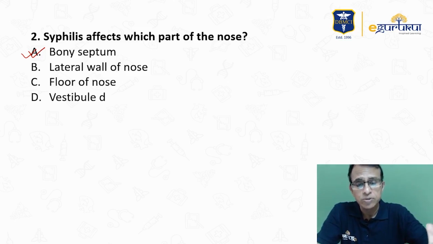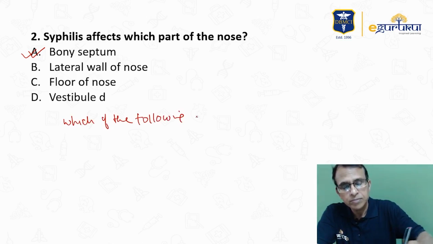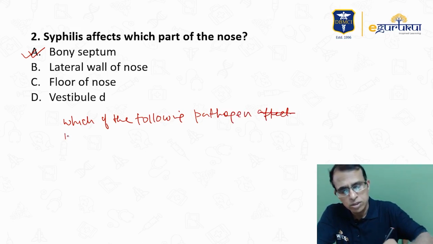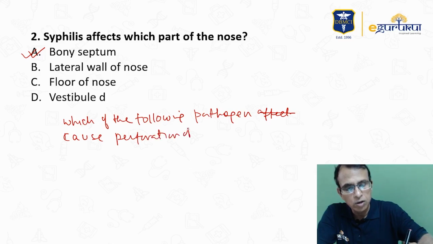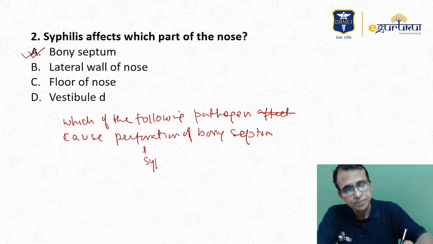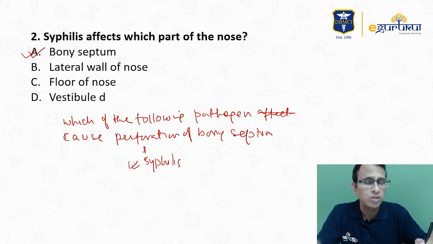Usually, you know what they have been asking in the past? The question they ask is, which of the following pathogens, bacteria actually, affect or cause perforation of bony septum? Now this is how we have been asking in the past, and the answer is syphilis. They'll give you lupus, tuberculosis and all that. Syphilis is the correct answer.